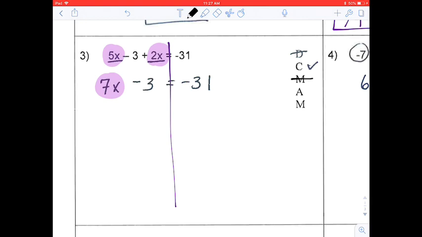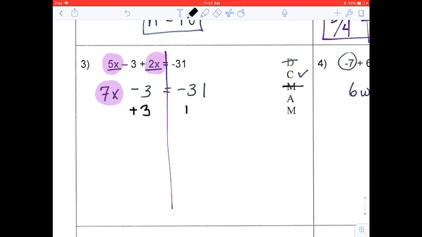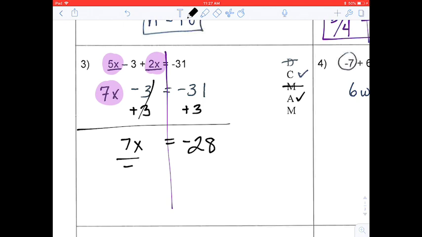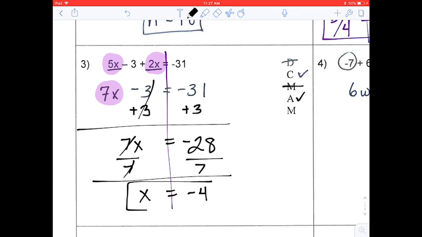We don't need to move our variables. We do need to add 3 to both sides. If we want to get 7x by itself, then that 3 needs to go away. So 7x equals -31 plus 3, which is -28. And we need to either multiply or divide. So if right now I'm already multiplying by 7, then I should divide by 7 in order to get x by itself. So x equals -28 divided by 7, which is -4.